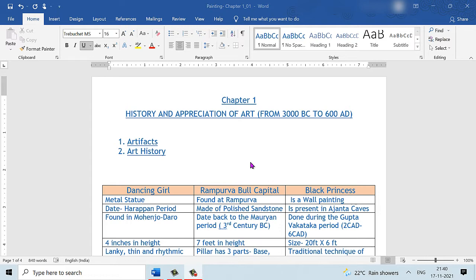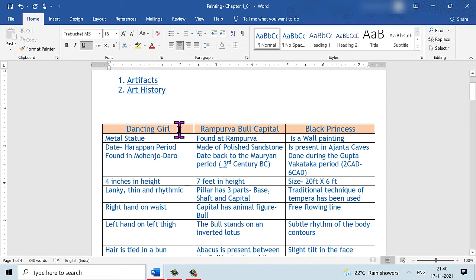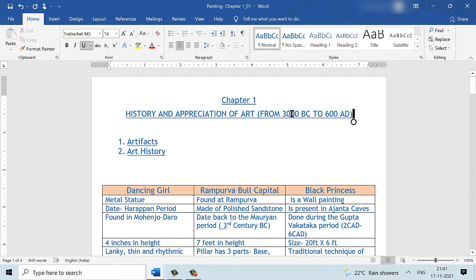Let's get started. The three artifacts that we will be studying in this chapter are: the first one is the dancing girl, the second one is the Rampurwa bull capital, and then the Black Princess. We are going to study three artifacts. The dancing girl dates back to 3000 BC, the Harappan period. The second one is the Rampurwa bull capital, and this dates back to the 3rd century BC. And finally, we study the Black Princess. This was done during the 2nd century AD to the 6th century AD.